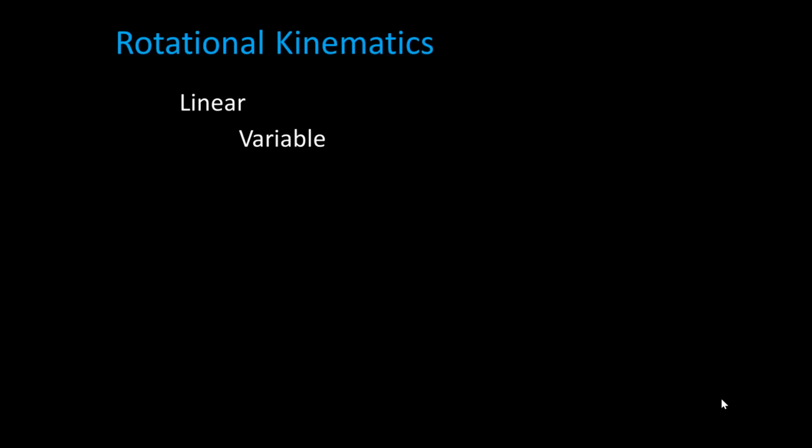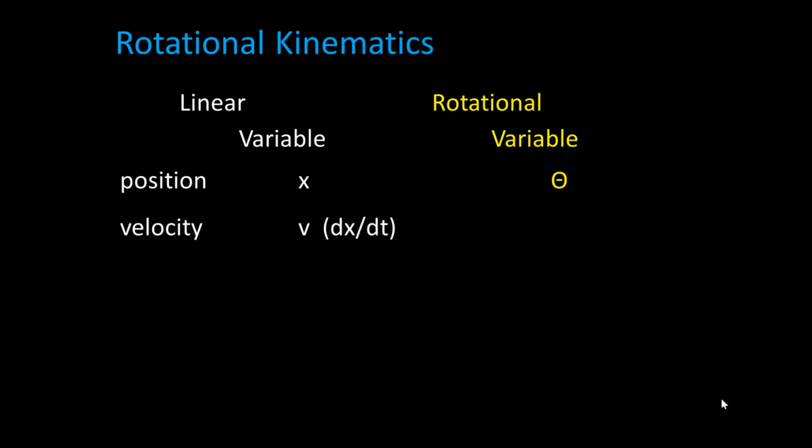Let's establish our variables. We'll start with the variables that we're used to in the linear world, and we'll take a look at what their correlation or their analogy is in the rotational world. For position we've been using the value x. In the rotational world we'll use the angular position theta.